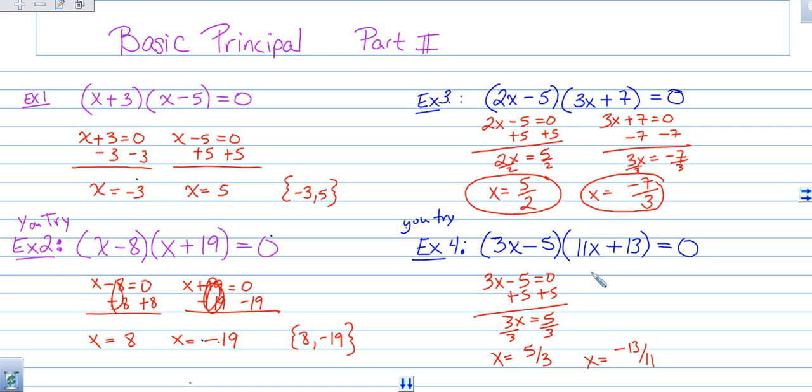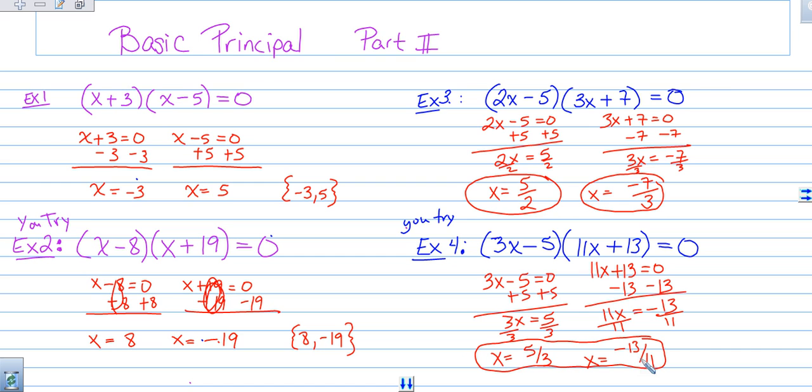And then here, you do 11x plus 13 equals 0. You subtract 13. 11x equals negative 13, and you divide by 11, and you end up with the same answers either way. I strongly encourage that you learn how to do the shortcut method, because it will save you time and you'll have to write less work.